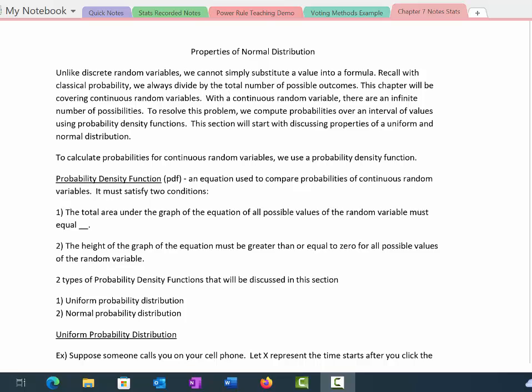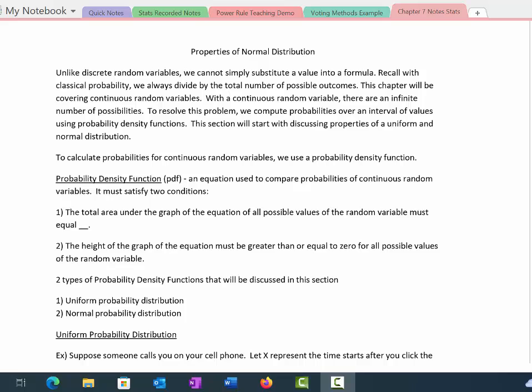In this video, we're going to talk about properties of normal distribution. Unlike discrete random variables, we cannot simply substitute a value into a formula. Recall, with classical probability, we always divide by the total number of possible outcomes. Well, this chapter we will be covering continuous random variables. With a continuous random variable, there are infinite number of possibilities. To resolve this problem, we compute probabilities over an interval of values using probability density functions.